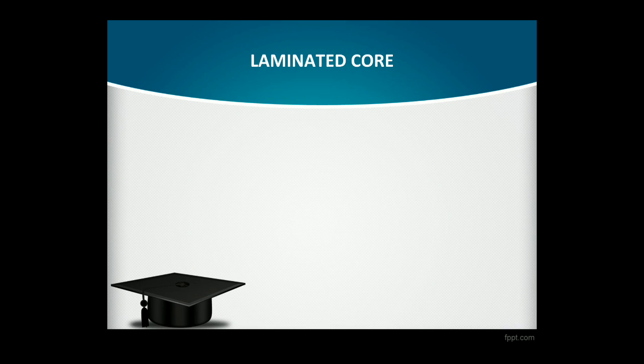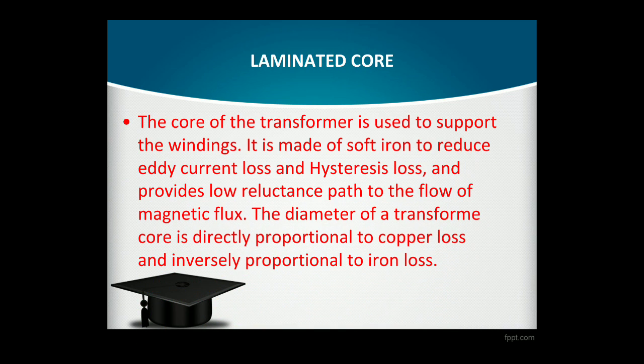Now the laminated core. The core of the transformer is used to support the windings, and it is made of soft iron to reduce the eddy current loss, or you can say it is made of high permeability material, like silicon steel, germanium steel, etc., to reduce the eddy current loss and hysteresis loss, and provides a low reluctance path. So what is reluctance? Reluctance resists the flow of magnetic flux. Due to the use of this high permeability or ferromagnetic material, the reluctance is reduced.